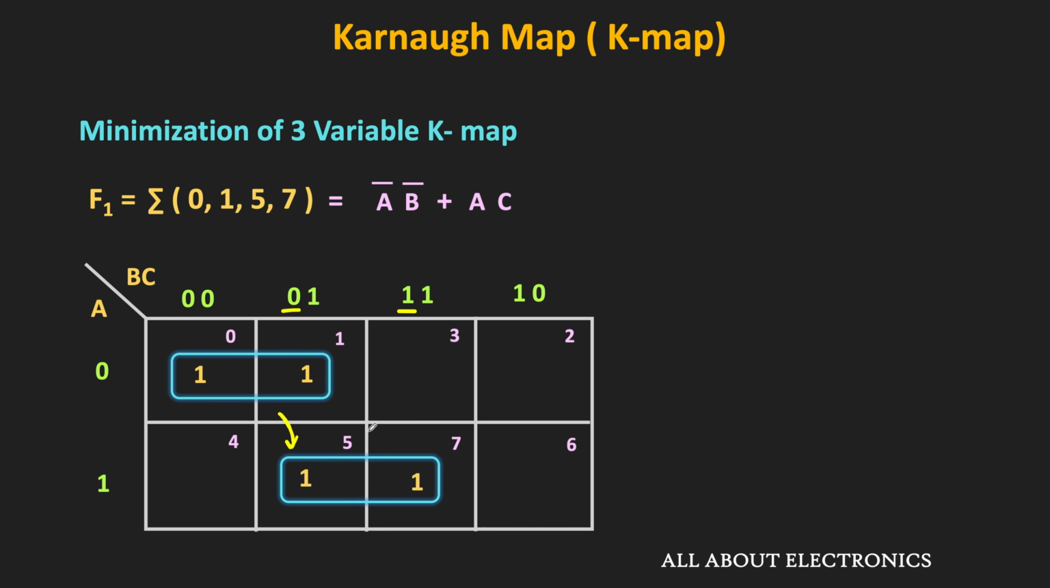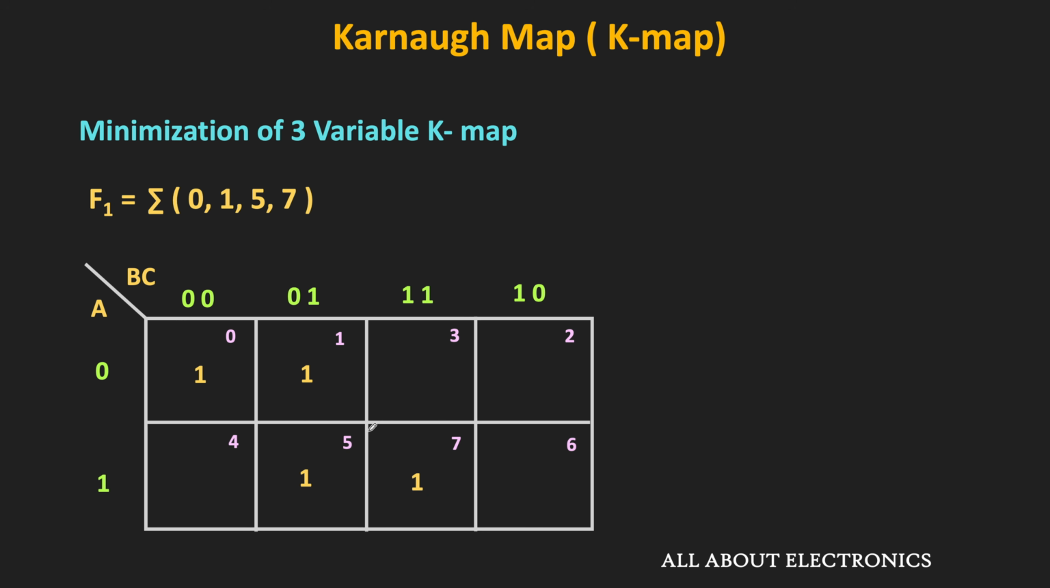Now some of you might ask, while grouping, can we cover these two ones first, then these two ones, and then these two ones? Well, you can do so, but just by making these two groups only, we are able to cover all the ones in the map. So there is no need to make this third group. That means during the minimization, try to cover all the ones in the map by making the minimum number of groups. So let us take a few more examples so that it will get clear to you.